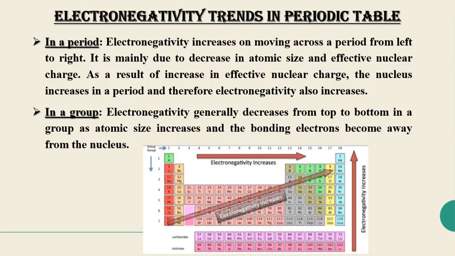In case of a group, the electronegativity generally decreases from top to bottom. That means when we move down, the electronegativity decreases, and this is because of increase in size. When size increases, the nucleus has low tendency to attract the bonding electron. So in a group, when we move down, the electronegativity generally decreases.